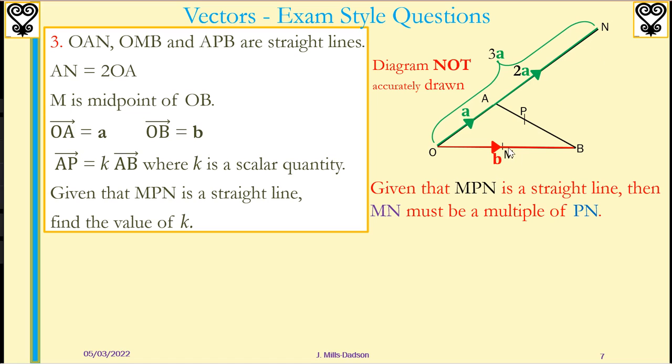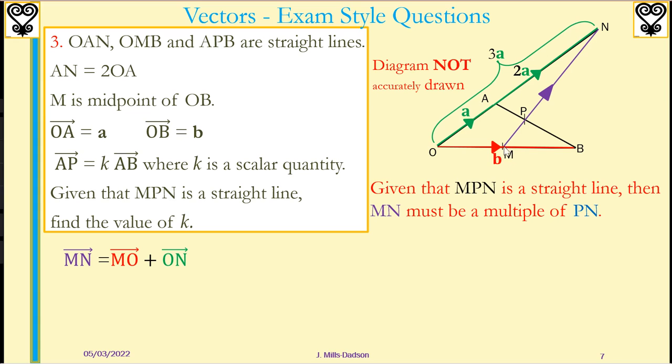MPN or MP. Whichever way you do it, it will still work, but you need to find out the easier way. So I'm going to compare MN with PN. Which means I must know the vector MN and I must know the vector PN. So I start with vector MN.